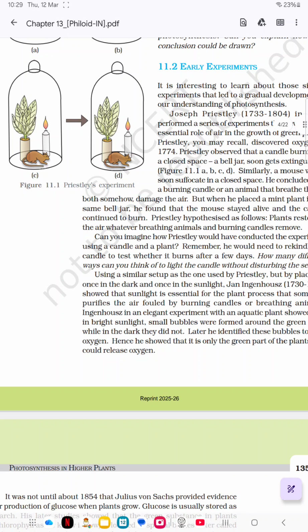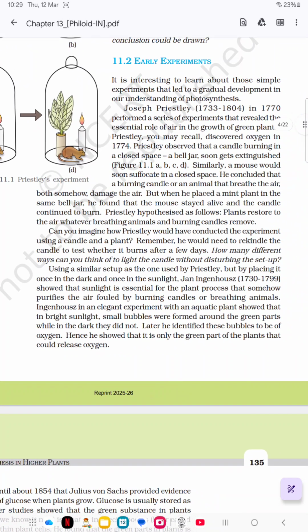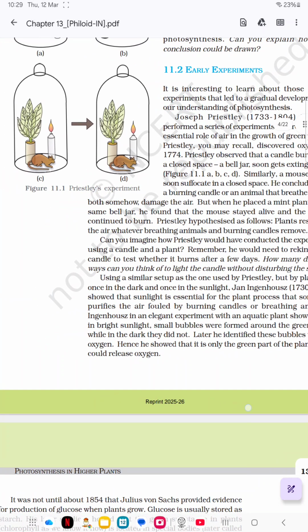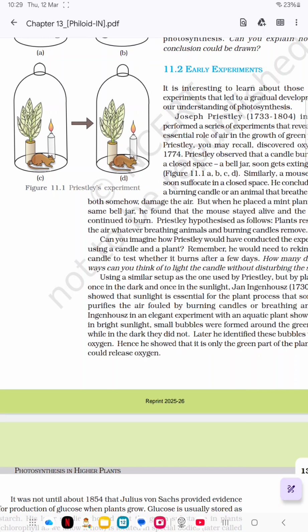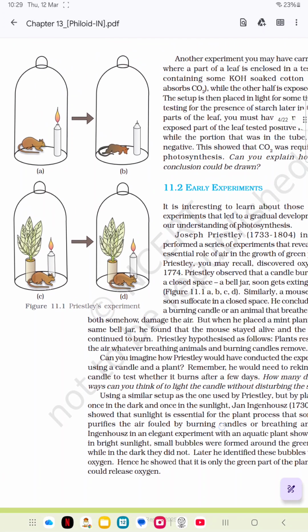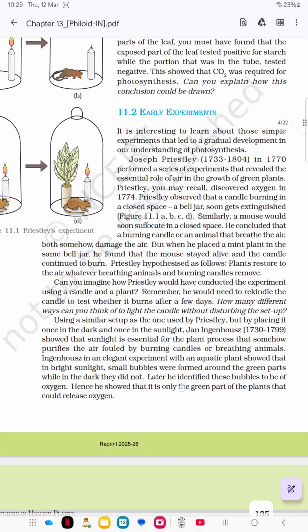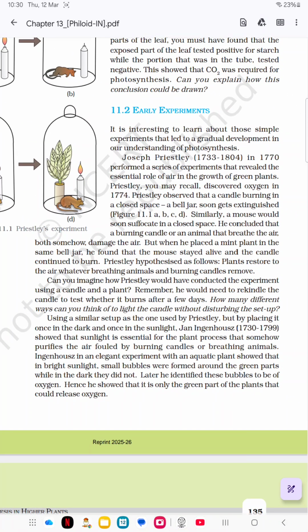He conducted experiments using a mouse, a candle, green plants and a jar. He placed a burning candle in a bell jar. Similarly, a mouse would soon suffocate in a closed place, and it died. In another experiment, he placed a burning candle or an animal that breathed the air.